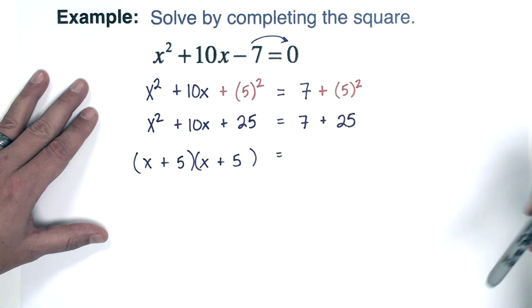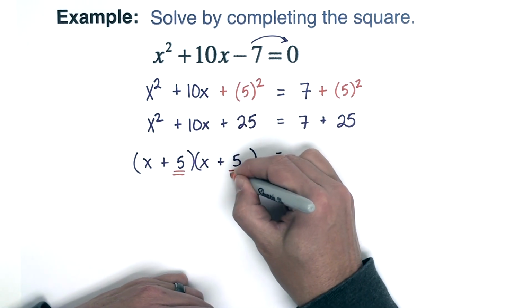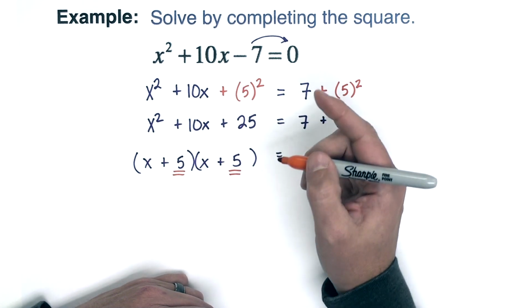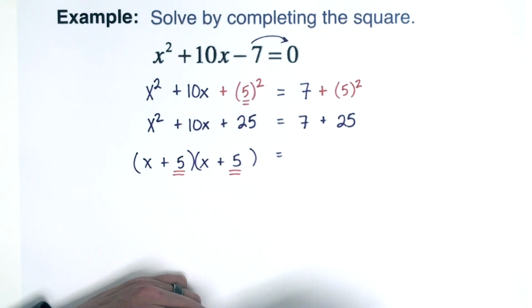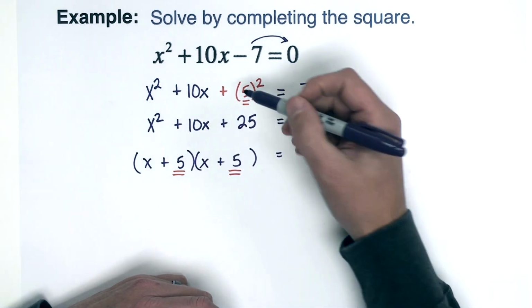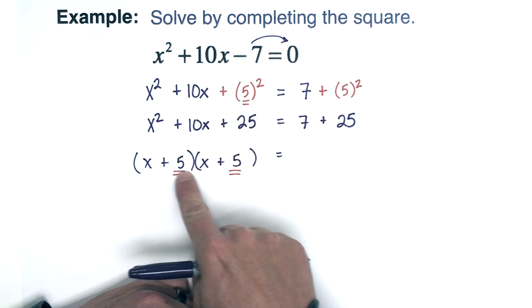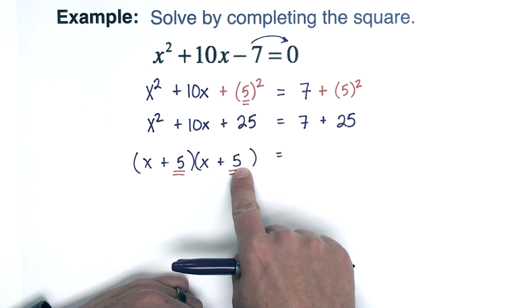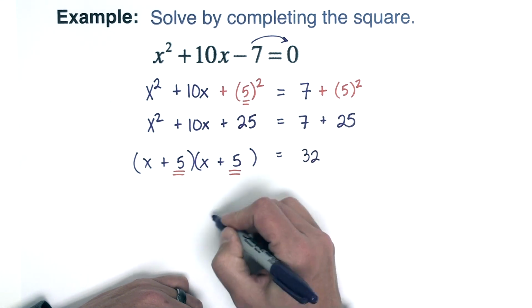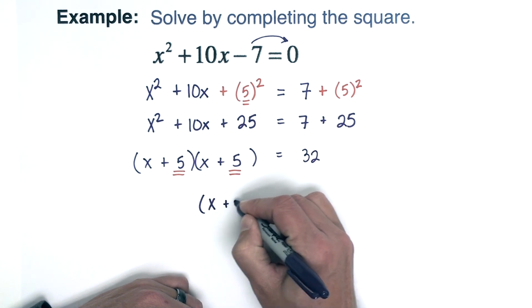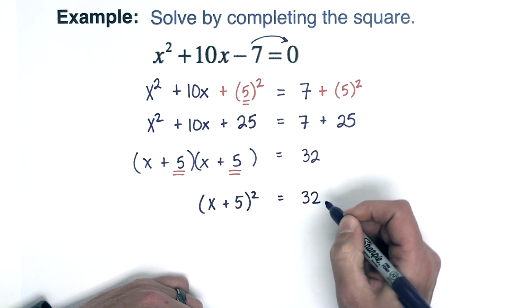Here's why I don't always write it. Because these numbers right here, the two positive 5s, are always going to be this number right there. And so sometimes it's actually better for me to see it like this, because then I know exactly what number I'm going to drop down here into each of these factors. Okay? Over here I can put those together to be 32. And then I'm going to have x plus 5 squared equals 32.